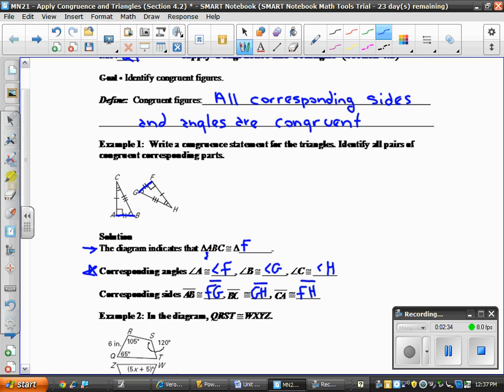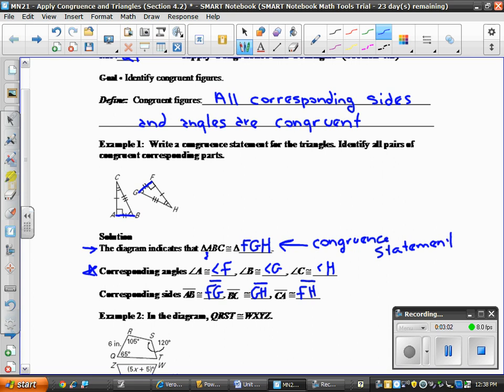So F, and then we see B is the next, so ABC, B is the next angle, and G corresponds with angle B, and then H and C correspond. So really be careful with that congruence statement to make sure that it's in the proper order. So this right here is a congruence statement. It is extremely helpful in finding congruent parts.